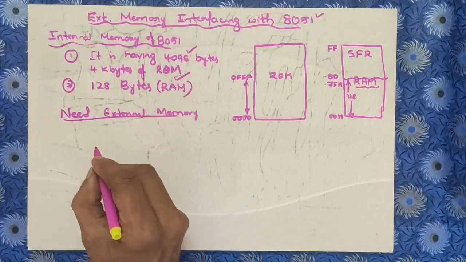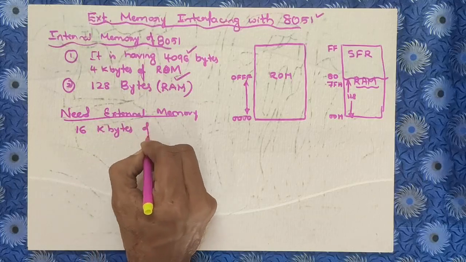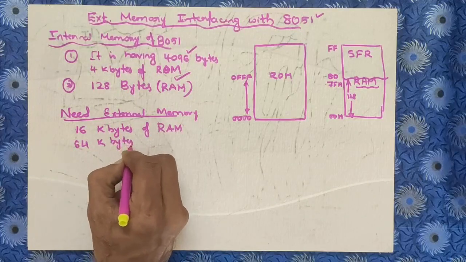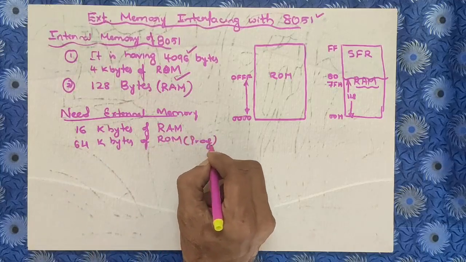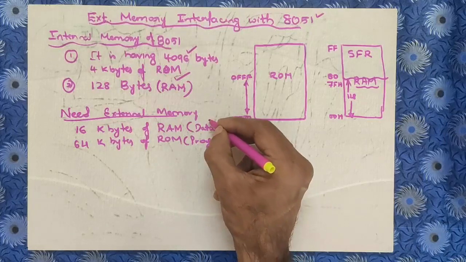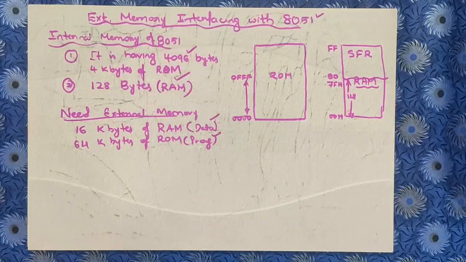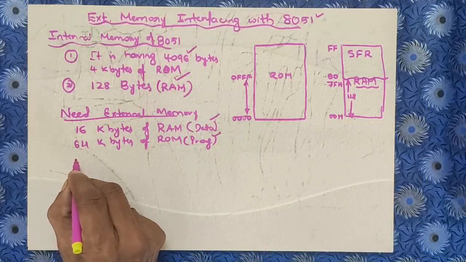If you want more, for example, you want 16 kilobytes of RAM for data or 64 kilobytes of ROM, read-only memory, for program, what do you have to do? You have to externally interface that with the existing 8051. That's what we have to do. Now, how to understand the mapping? You see, the 8051 interfacing should be done with a particular lining.